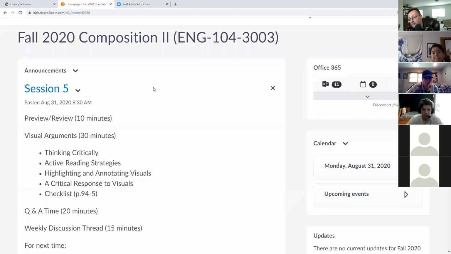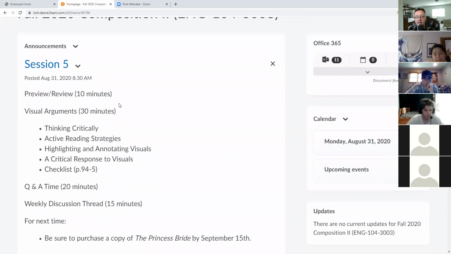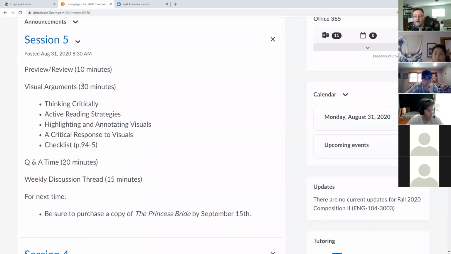Let's go ahead and jump right into things so that you can see what it is we're going to talk about today. I'm going to share this page and jump over here to our Fall Composition 2 Desire to Learn homepage. So for today, session number 5, we're going to go over and preview this agenda, and then I will have some brief points of review to cover.